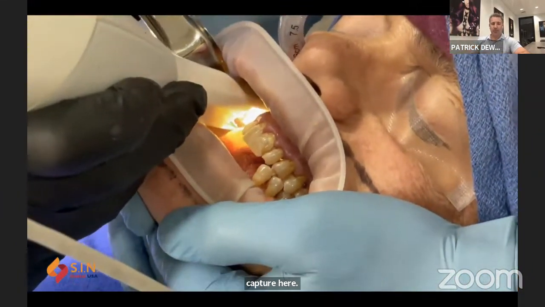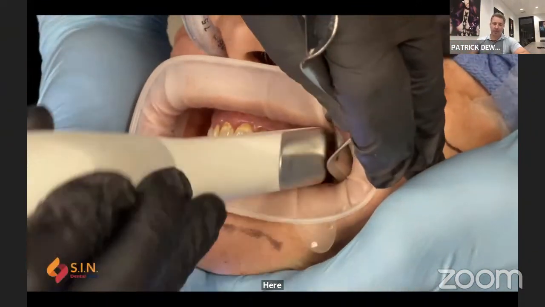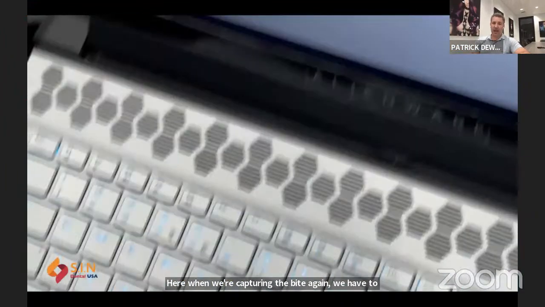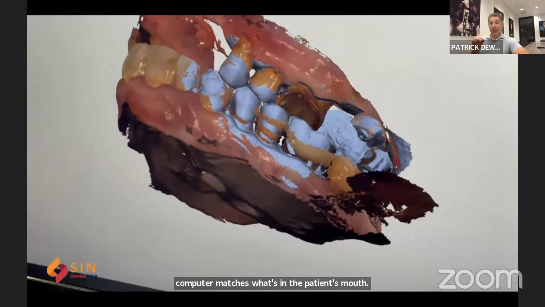Here, when we're capturing the bite again, we have to make sure that visually how the bite shows up on the computer matches what's in the patient's mouth. It's very common, specifically with Trios, that you'll capture a bite, everything looks perfect on the screen, and then when it optimizes, one of the sides will pop open. So in Trios specifically, if you have to manually go in there and correct the bite, you can, but just remember you want an accurate bite because that's the vertical, that's the digital articulation we're going to build the case on.